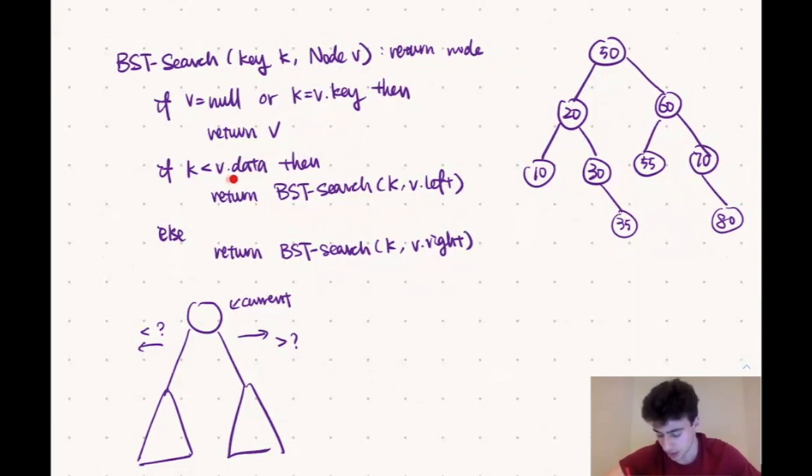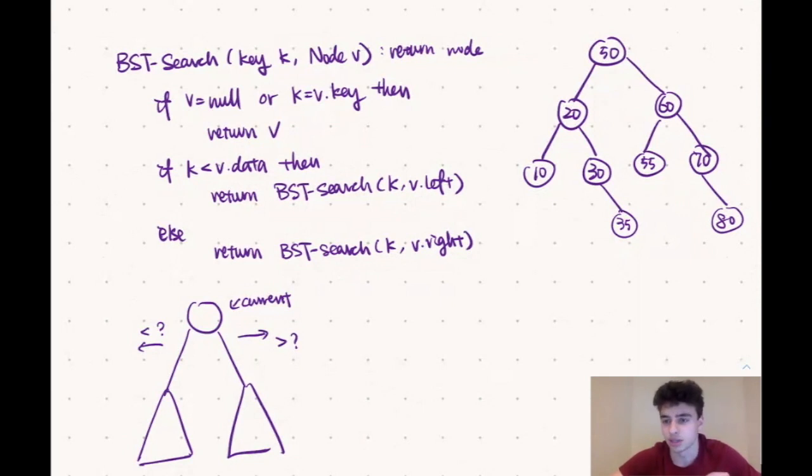Okay, on the flip side, if that's not the case, we're now going to compare the data with the key. If the data inside of the node is larger than the key, we want to move left. So we're going to return the recursive call of binary search tree search on the same key and on v.left. Now, if the data is smaller, we're going to return the binary search tree search recursive call on the same key, but on v.right. So that's everything to consider for a search.